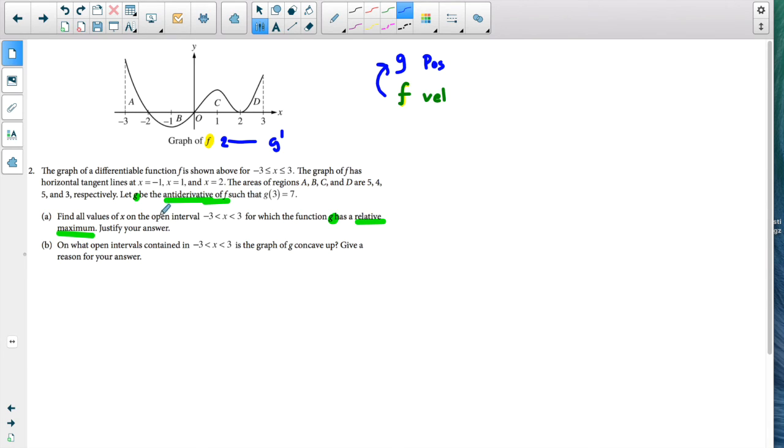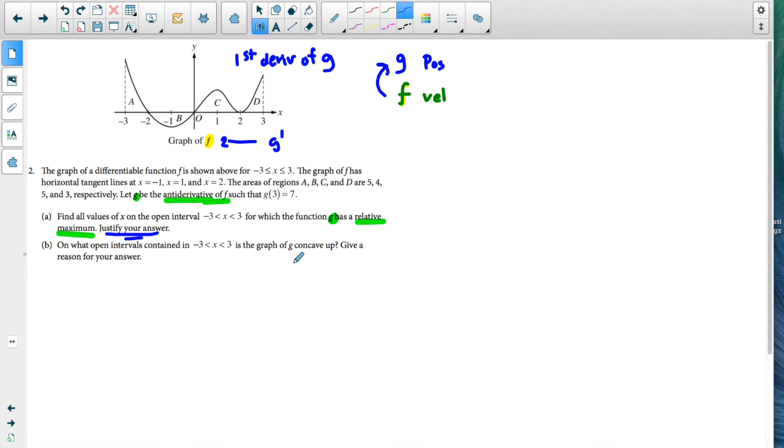And they want you to find all the values where g has a relative maximum. So I'm going to leave that up to you. You know how to do that. It's really the first derivative test because this is the first derivative of g. So by looking at the g values here, can you figure out the answer to that question? And don't forget to justify your answer. So you have to say why you know that that's a relative max or min using the first derivative test.